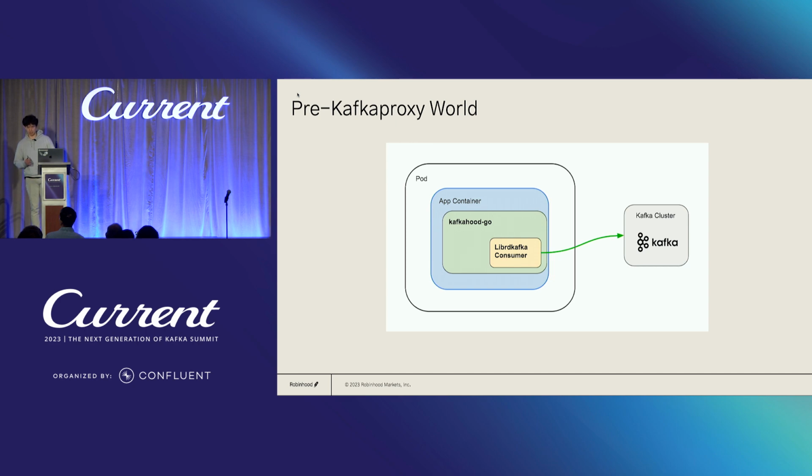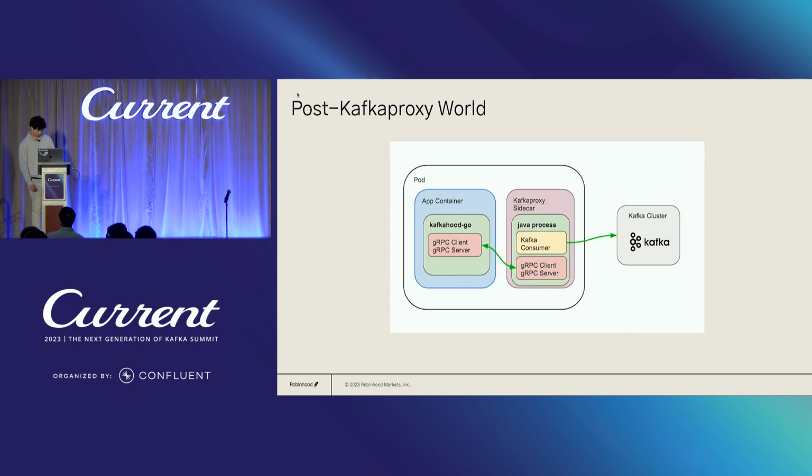So this is what our client stack looked like in the pre-Kafkaproxy world. You'd have your application pod happily chugging along with the application container. Inside of it, the application process will instantiate a consumer from our thin wrapper around Confluent Kafka Go called kafkahood Go. Then underneath the hood, Confluent Kafka Go spins up a librdkafka consumer. That's basically where all the interactions with the broker happen. It fetches the messages and bubbles them back to the Go side over Cgo, and then the application can happily chug along processing those messages.